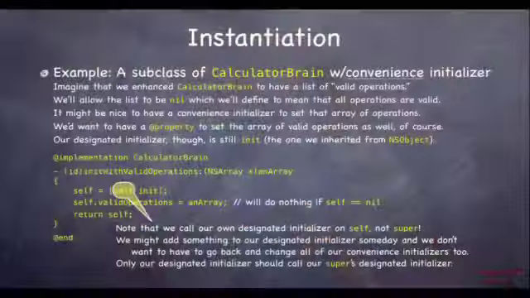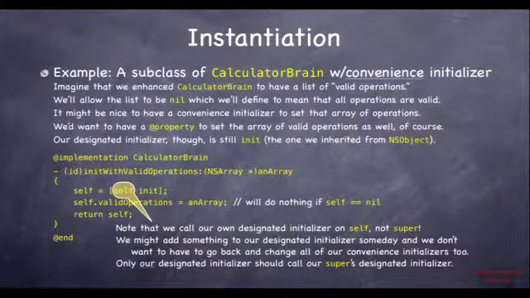Here's an example of a convenience initializer. This is not my designated initializer. It's just a convenience. Let's say I will allow my CalculatorBrain to be created with an array of valid operations. So I can create a CalculatorBrain that only works with plus and minus by passing an array of operations in there. Notice in this one, I called it initWithValidOperations. It's not my designated initializer, so I don't call my super's designated initializer. I call my designated initializer. Got it? See, self equals self init. I'm calling my designated initializer from my convenience initializer.